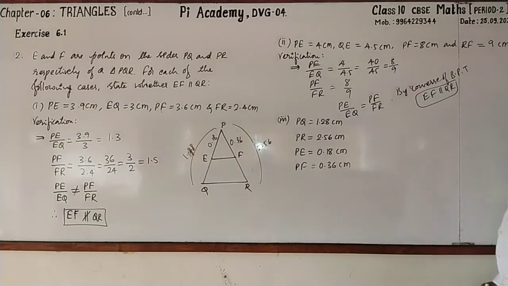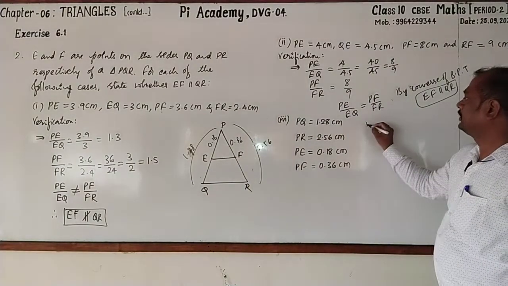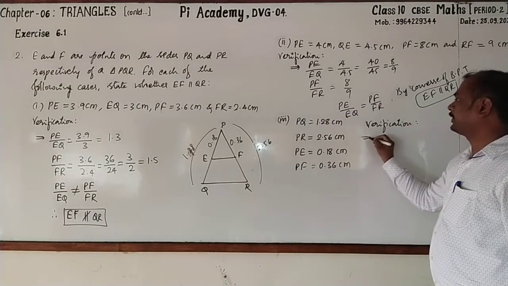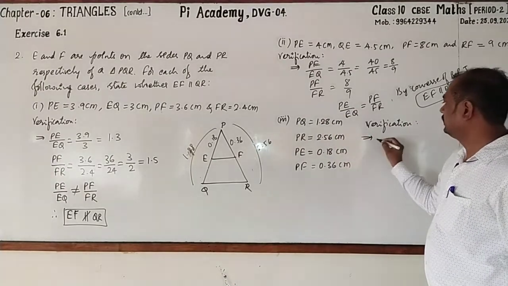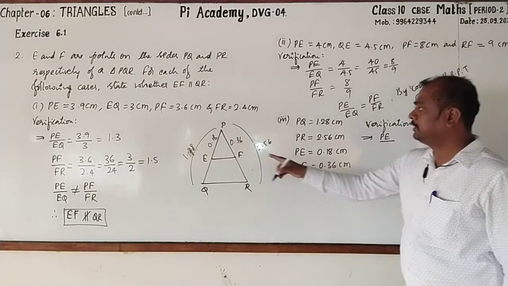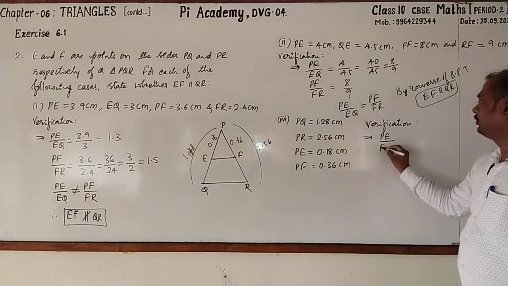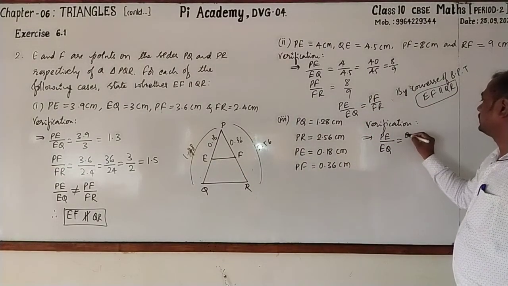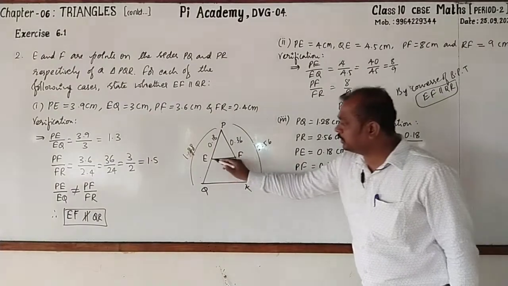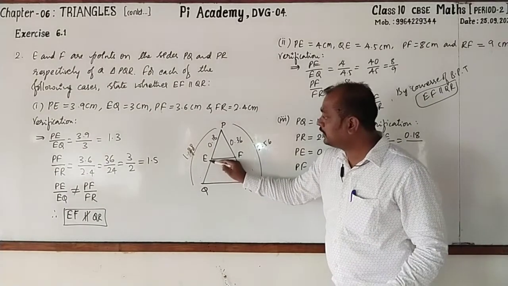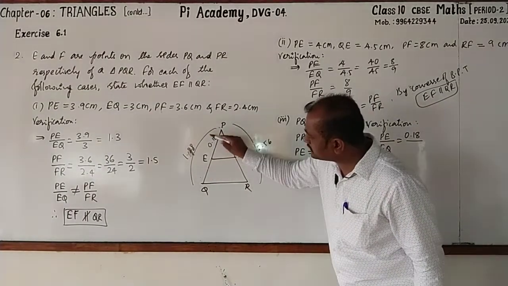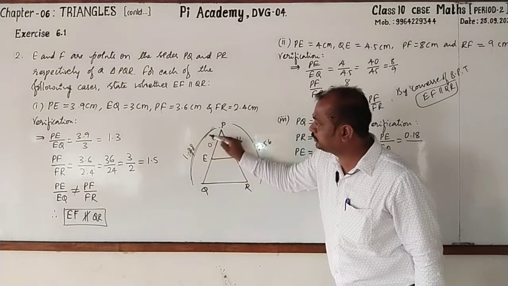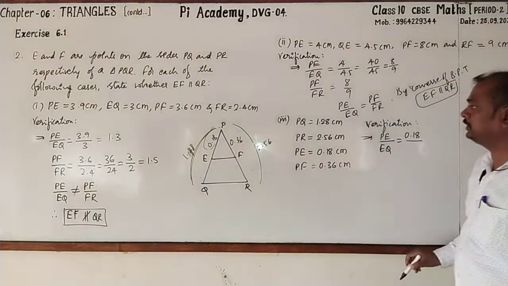Now we have to find that. Yes, right. Verification. This is also a very simple one. Let's go for finding the ratios. The ratios are PE by EQ. What is PE? It is 0.18. What about EQ? Have they given EQ? No. But EQ can be found out by subtracting 0.18 from 1.28. See that from here to here 1.28. In that subtract 0.18.